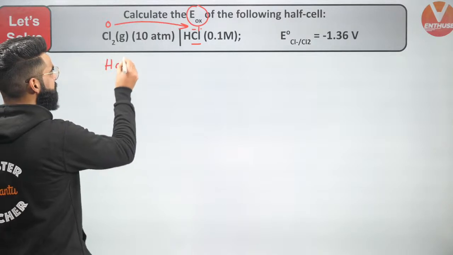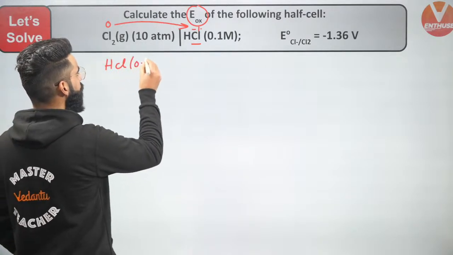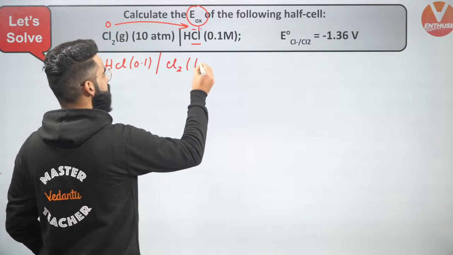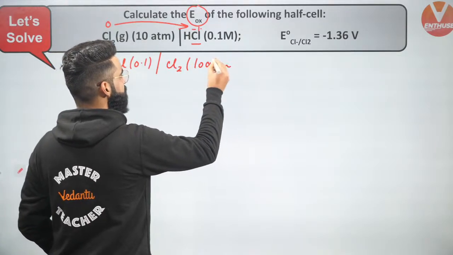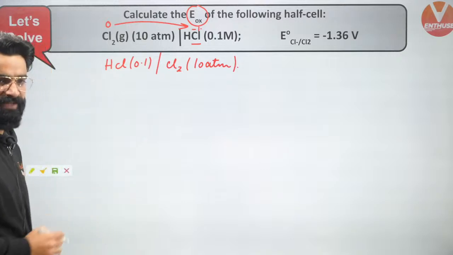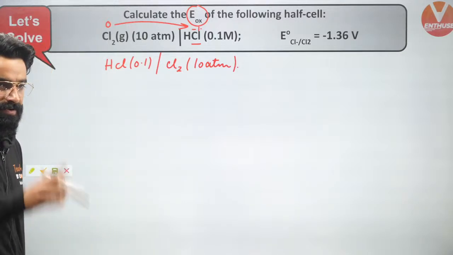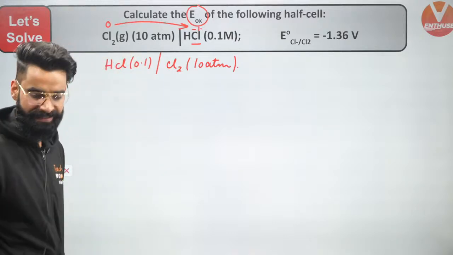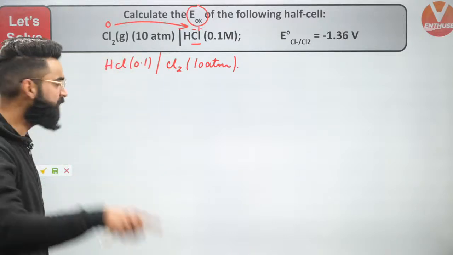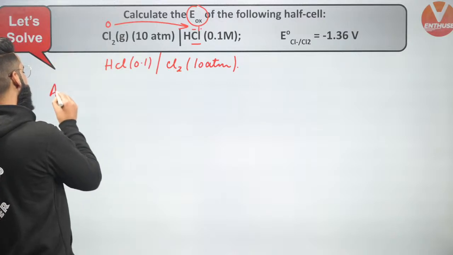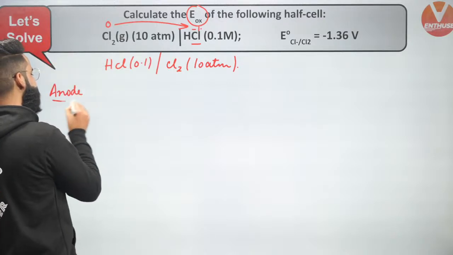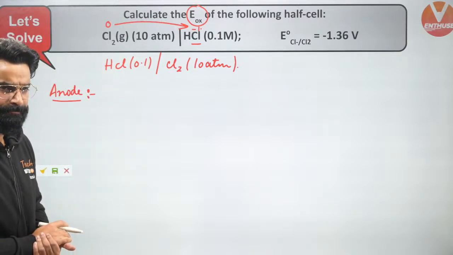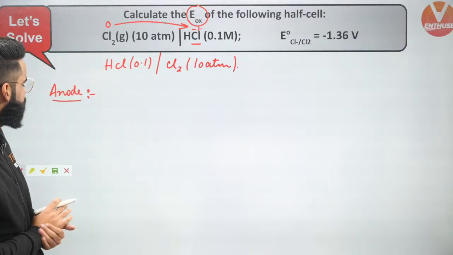It's going to be HCl, whose concentration is 0.1 molar. It should change to Cl2 gas, whose pressure is 10 atm right here. Correct? Now this is the proper representation of the electrode if it has to behave like the anode. And if it is behaving as the anode, at anode we already know oxidation takes place, so right here there should be loss of electrons. So people, what should be the reaction at anode?